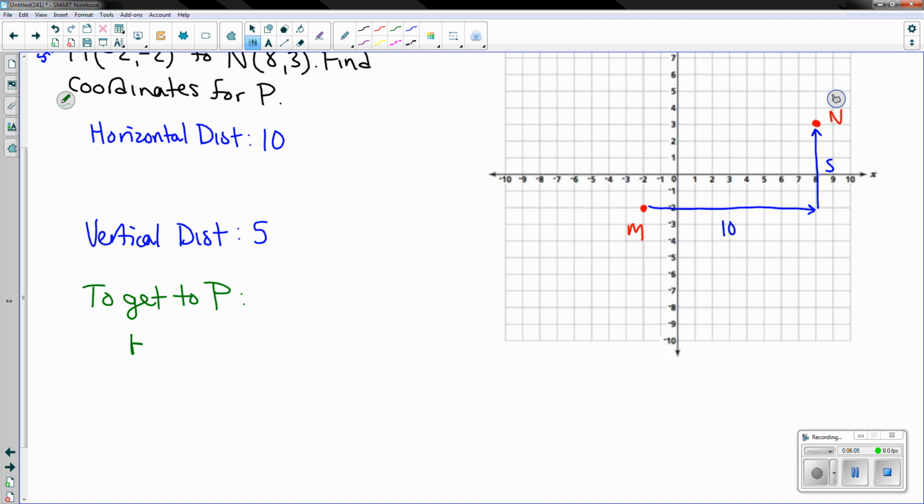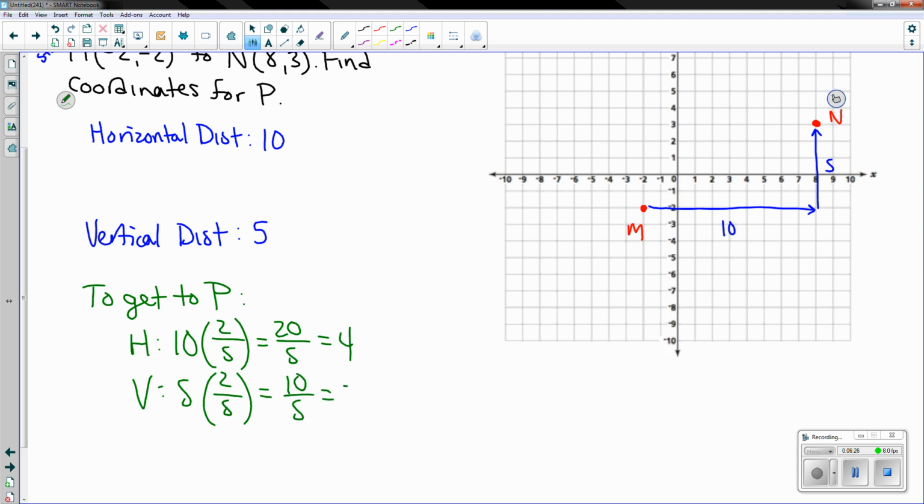So horizontally, we're going to take that total distance traveled and multiply it by the portion of the way, or the fraction of the distance we actually want to go. So we're going to get 20/5, which is 4. And then for the vertical, we're going to take the total, multiply it by how far we want to go along the line. We're going to get 10/5, which is 2.